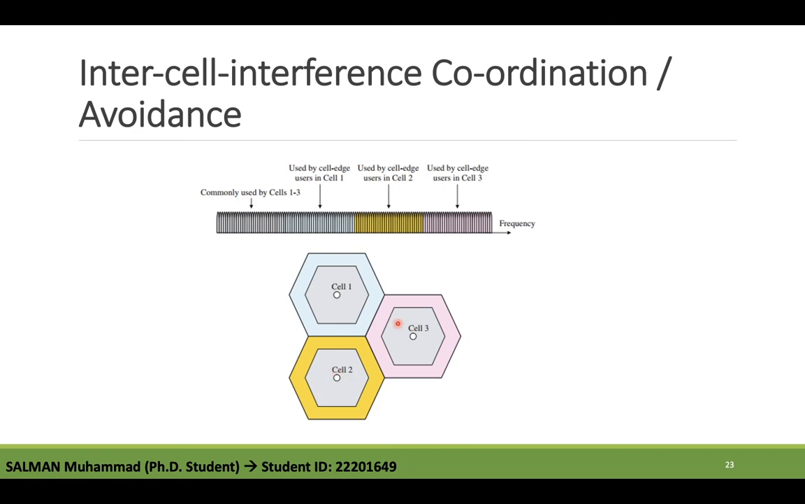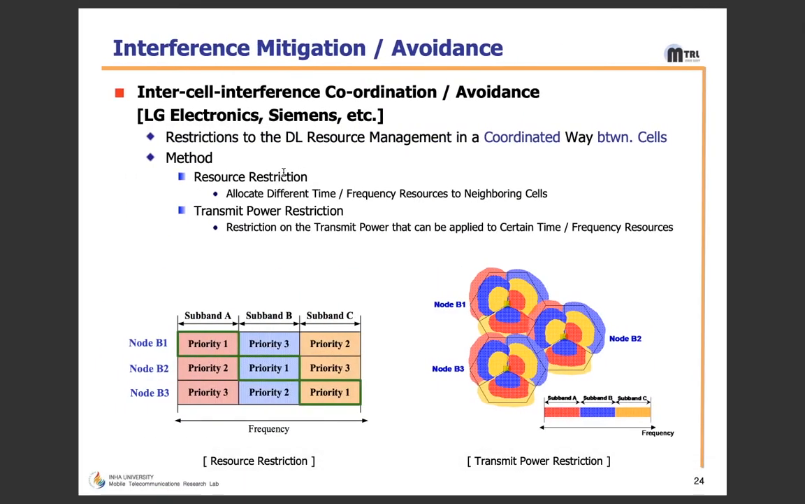There are two cases considered here. The first one is resource restrictions and the other one is transmit power restrictions. So the resource restriction allocates different time frequency band resources to the neighboring cells. So each neighboring cell has different time and frequency resources.